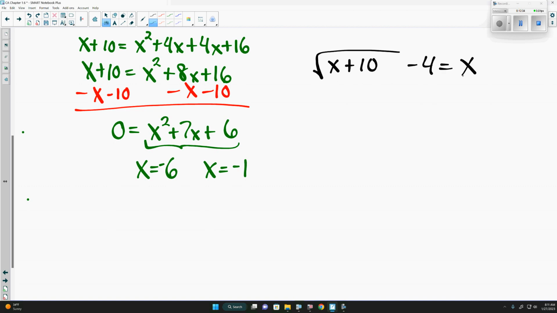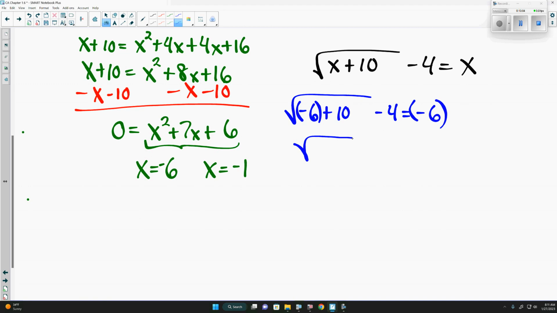Now our original equation was the square root of x plus 10 minus 4 is equal to x, yes? We need to plug these back in to make sure that they both work. So we can do -6 first. Square root of -6 plus 10 minus 4 is equal to -6. We could put these in parentheses if we need, especially if they're being squared or multiplied, just to make sure the negatives are taken care of properly.